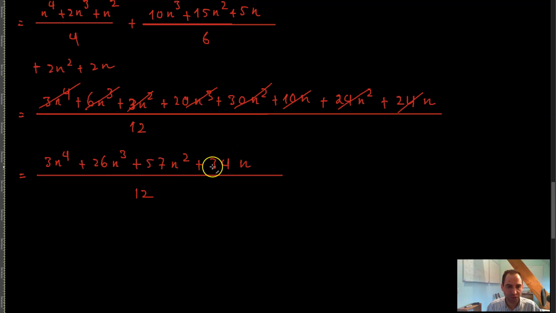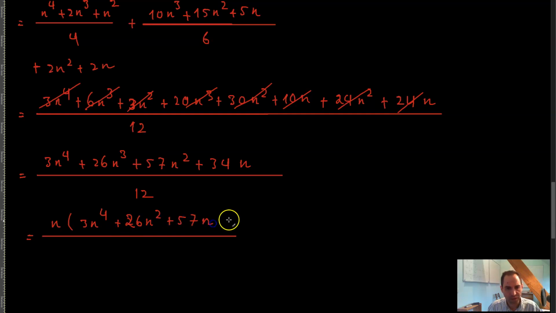Which means that I suppose we can write this as, probably, take an n out here. We can take an n out here, so we write this as 3 times n raised to the power 4 plus 26 times n raised to the power 2 plus 57 times n plus 34. And then, I think 17 times 2 is equal to 34, so that's 2 times 17. And that's supposed to be raised to the third power.